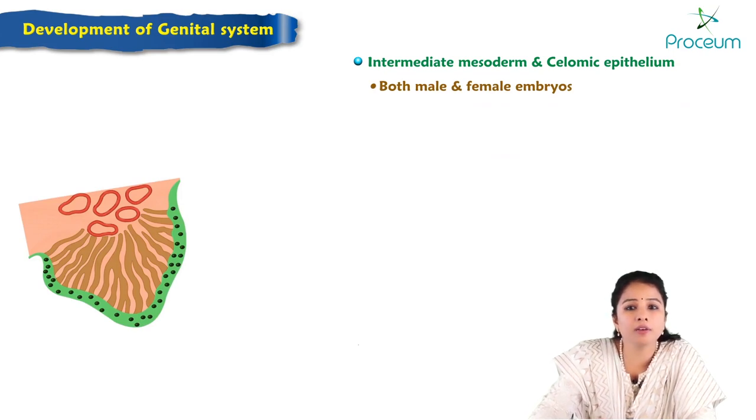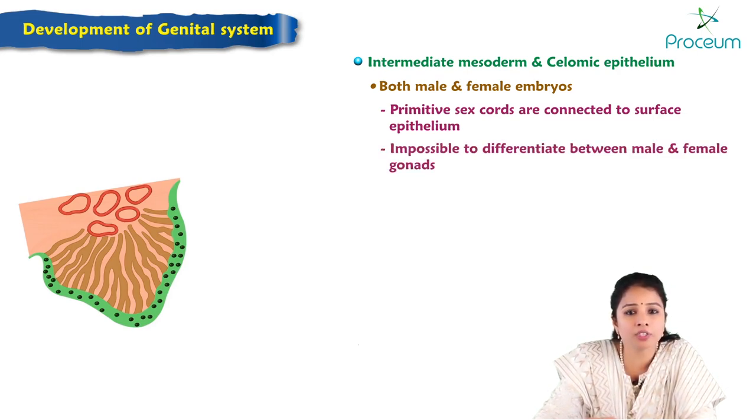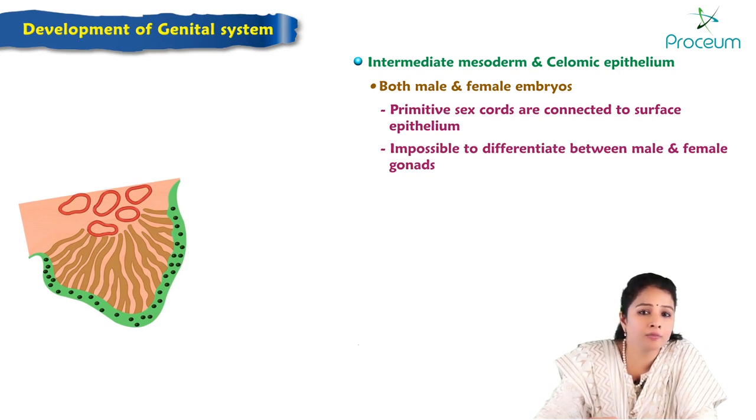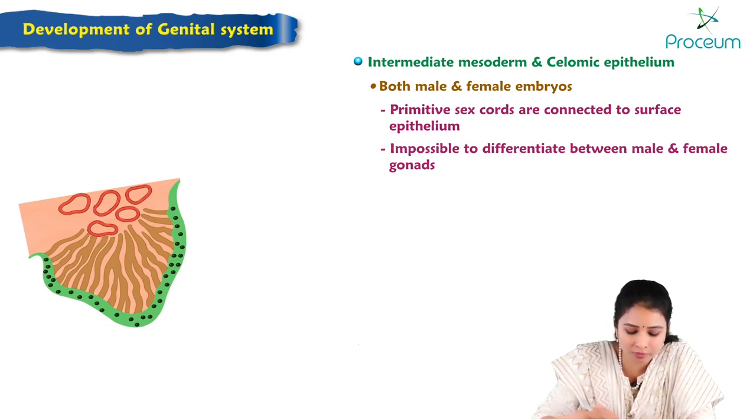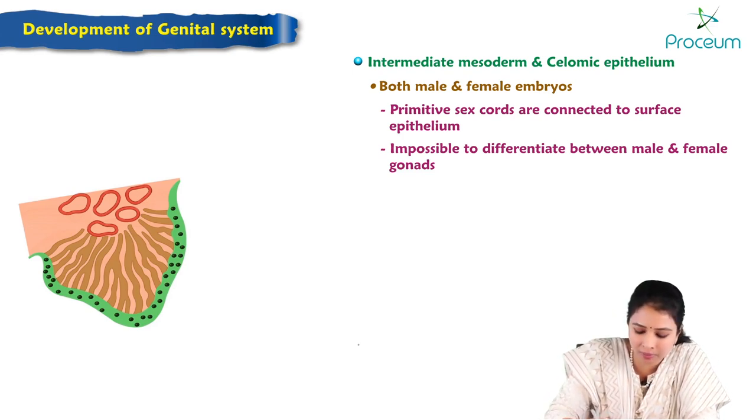So in both male and female embryos, the primitive sex cords are connected to the surface epithelium, and hence it is impossible to differentiate between the male and female gonads. You can't make out the difference between the male and female gonad because these sex cords are present, which are projecting from the surface epithelium.